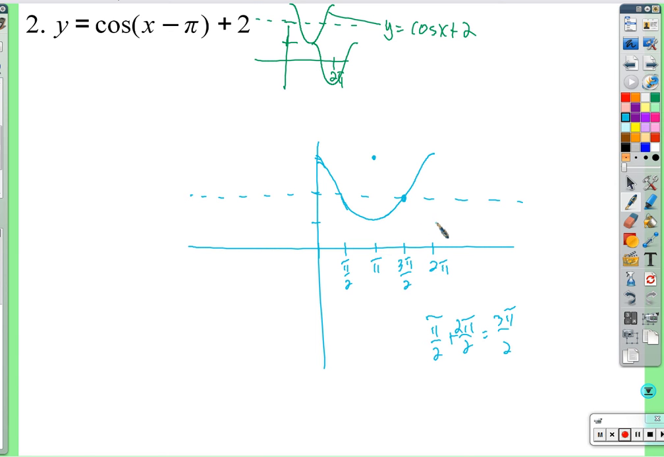Then we're going to come down like this. We're going to move this guy over pi. Well, that's pi plus pi. It's 2 pi.